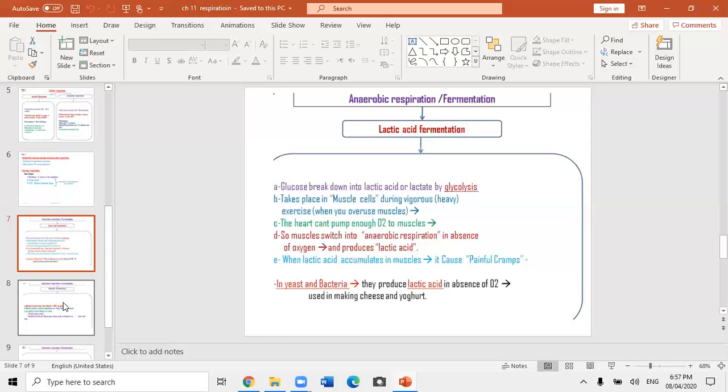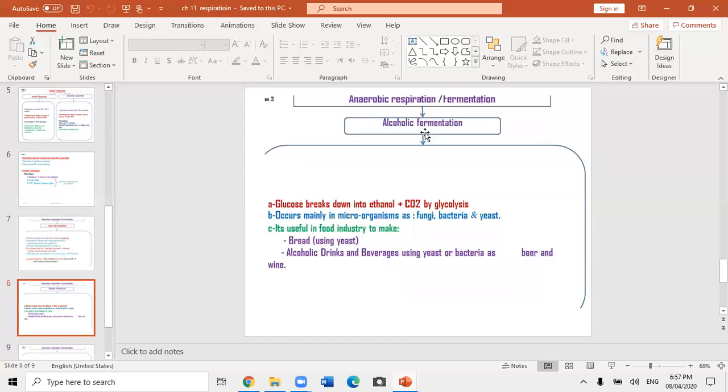Okay, this is referring to lactic acid fermentation. Now, alcoholic fermentation: glucose breaks down into ethanol and CO2 by glycolysis, and this occurs in bacteria or yeast, actually in the yeast. So it can respire anaerobically. Yeast is a single-celled fungus, as you know, and can respire anaerobically to break down glucose to alcohol, and occurs mainly in microorganisms like fungi, bacteria, and yeast.